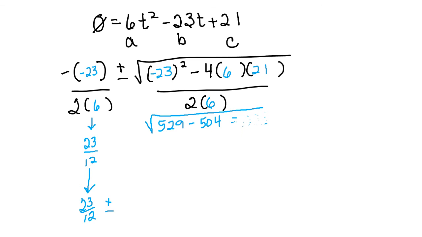Okay. So 529 minus 504 is 25. Silly me. I should have known that. The other one didn't look like a nice little perfect square anyway. So that's going to give us a 5, so a 5 over the 12. So now we're just going to do the math. I'm going to plus first, which gives me a 28 over 12.